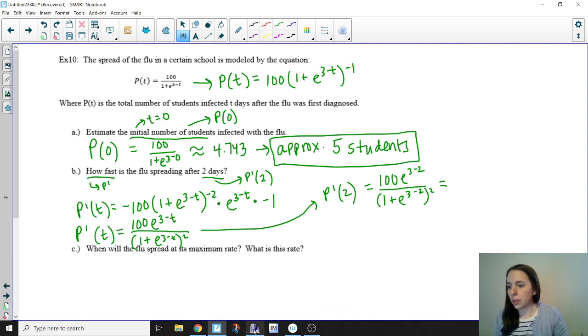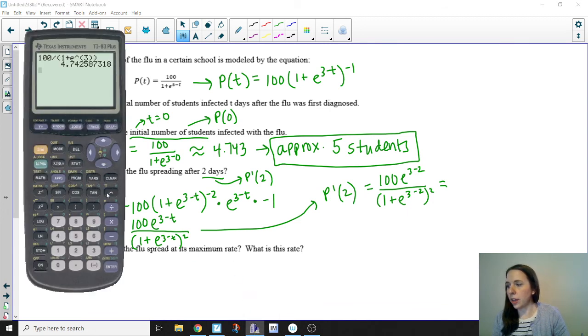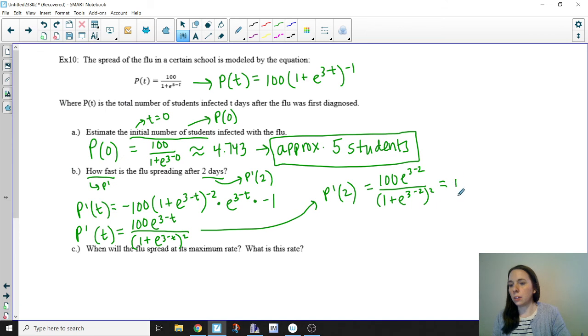And I will go to the calculator to finish that. So let's see, I have 100 times e to the 1 divided by 1 plus e to the 1, all squared. And from that, I get approximately, say, 19.661. Or we could say approximately 20.